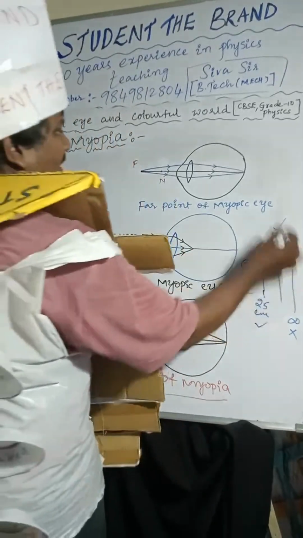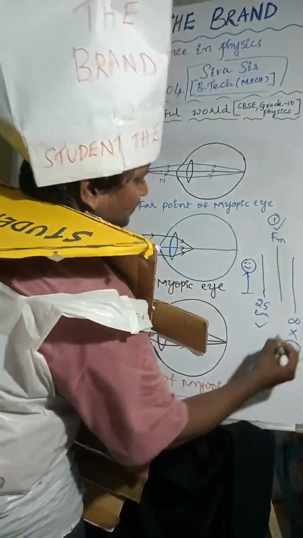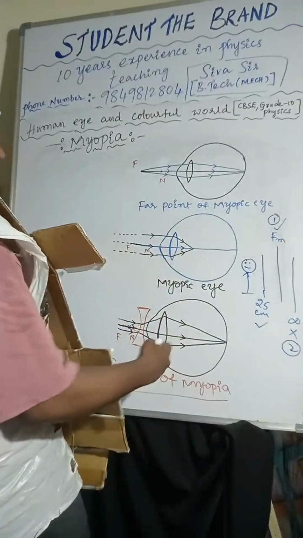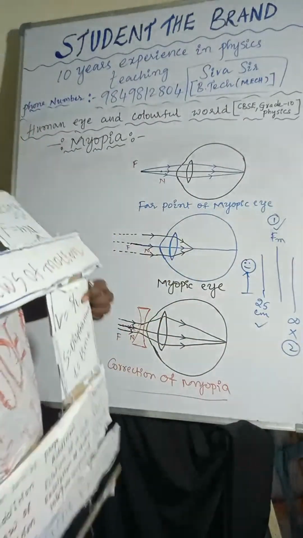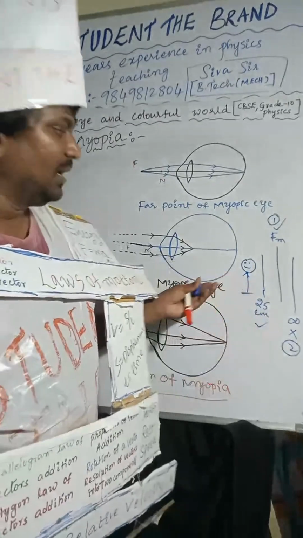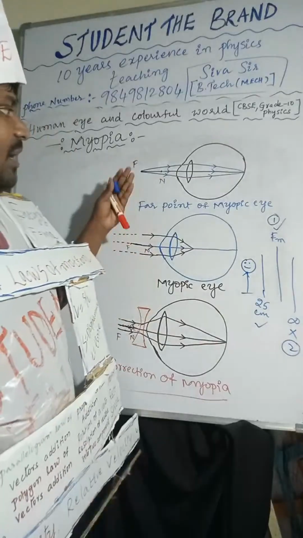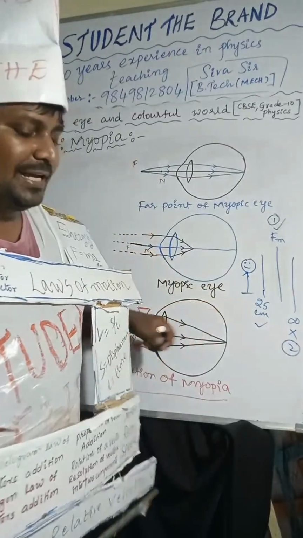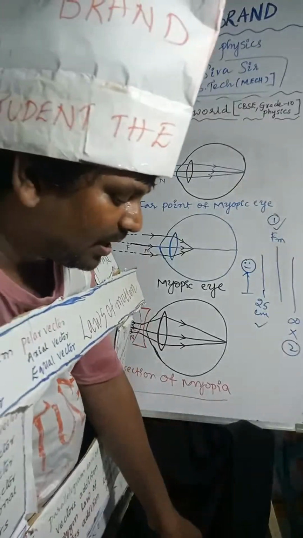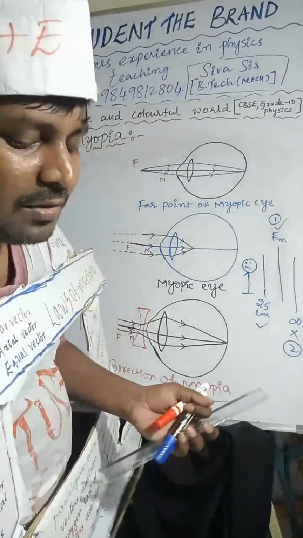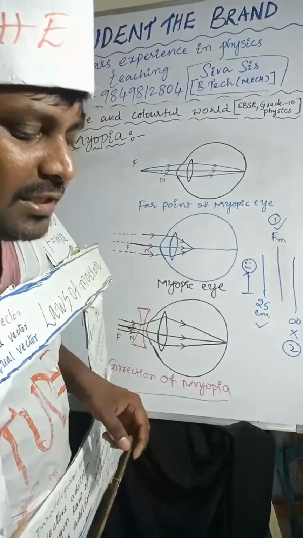This is the first diagram, this is the second diagram, and the correction of the diagram is the third one. That's enough. Very simple, very easy. Every time you are drawing the diagram, compulsorily you have to remember one thing. So keep this in mind.